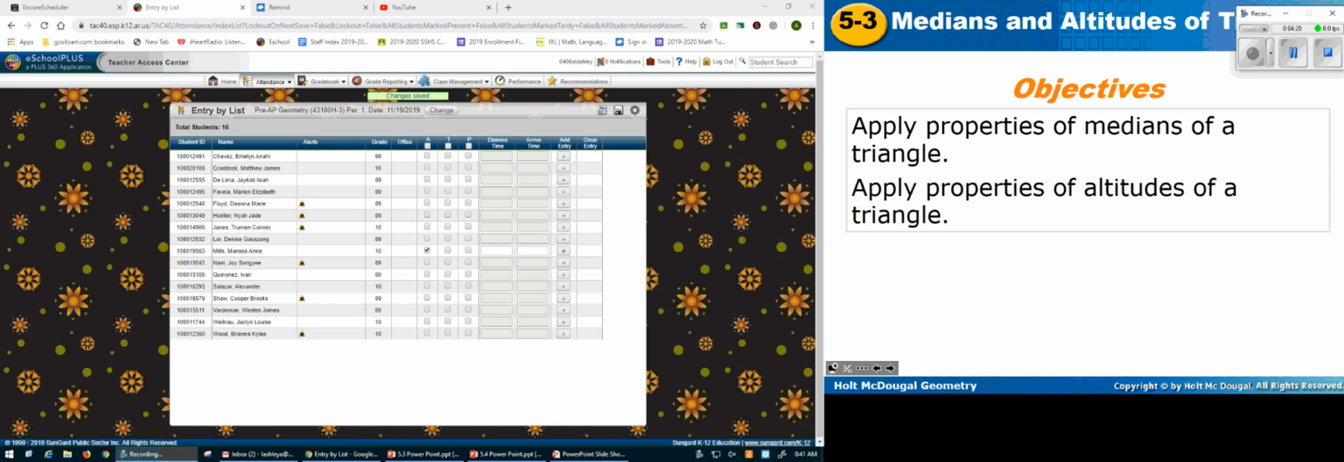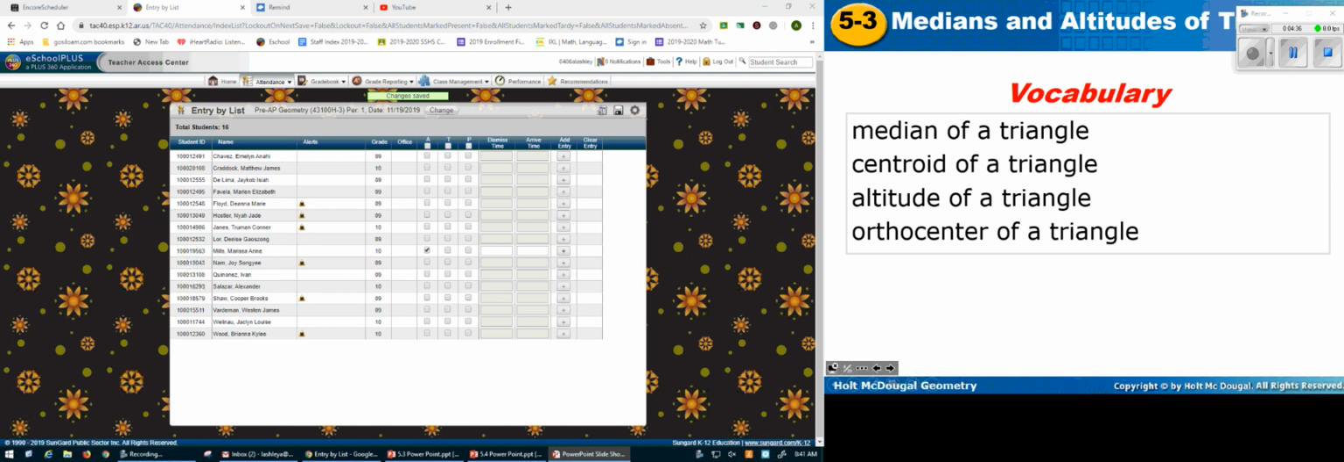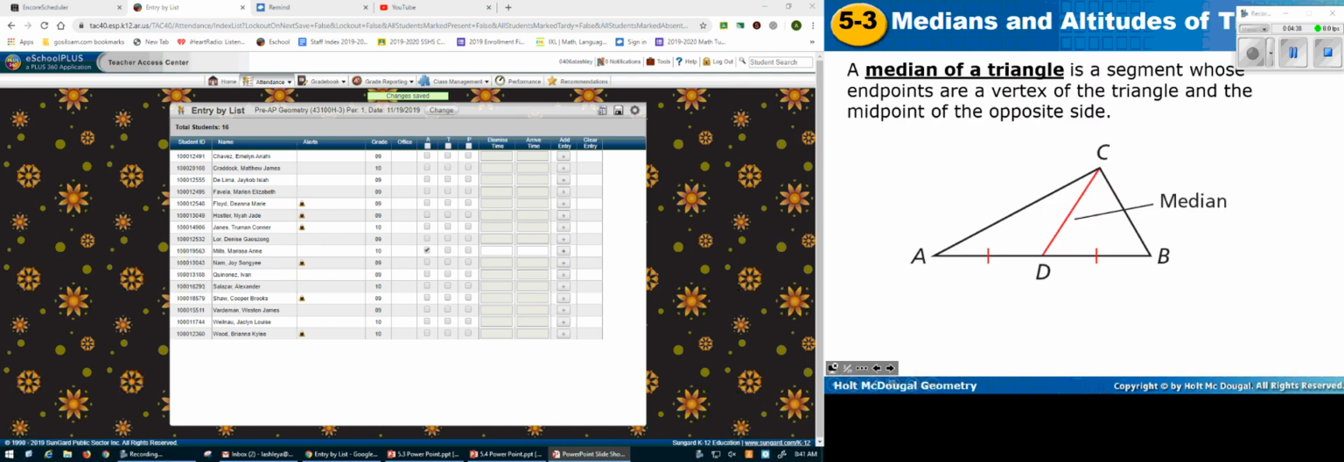So 5.3 is all about medians and altitudes. So first of all, we need to know what is a median, what is an altitude, and then we're going to draw those inside our triangle and look at two more points of concurrency that are created. Okay, so if you're looking at 5.3 with me, first of all, a median.